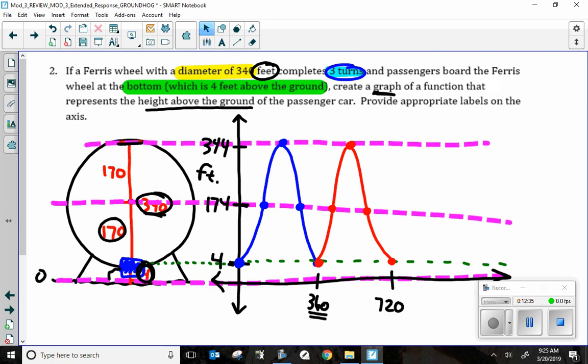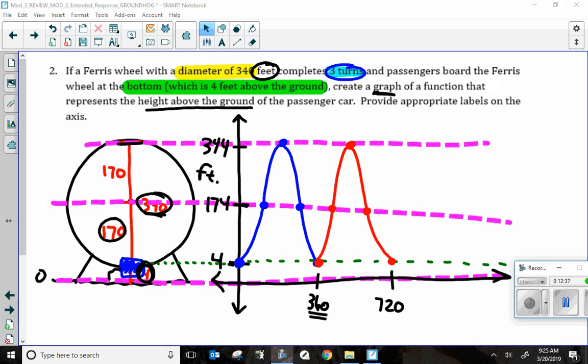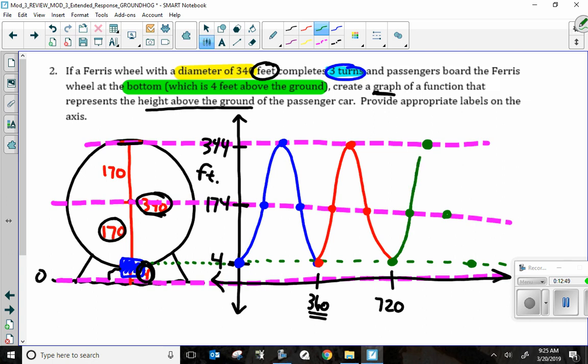720. And last but not least, I got to do my third one. Start down low, end down low, and the middle is way up high. And in between my high and low points are my midline points. Bam. And I go out another 360 from 720.